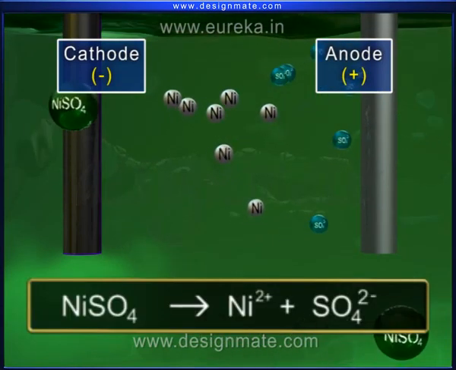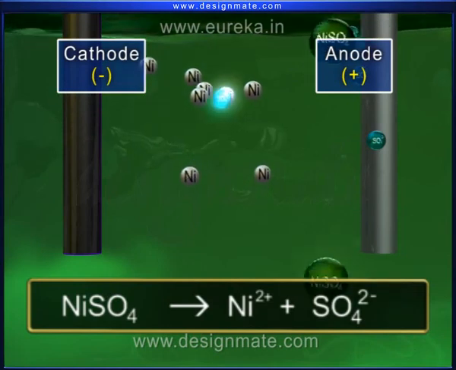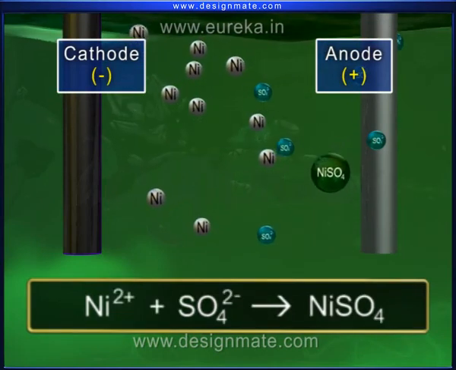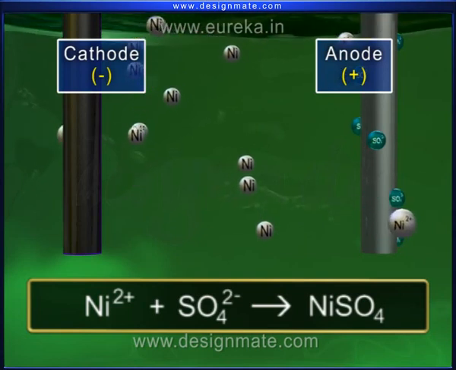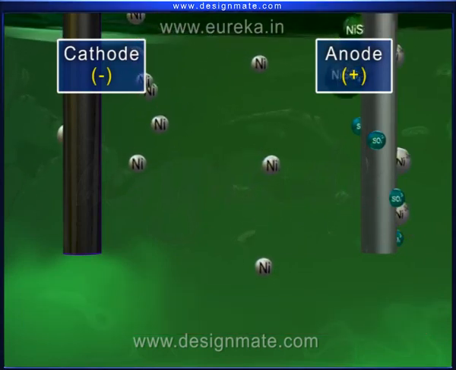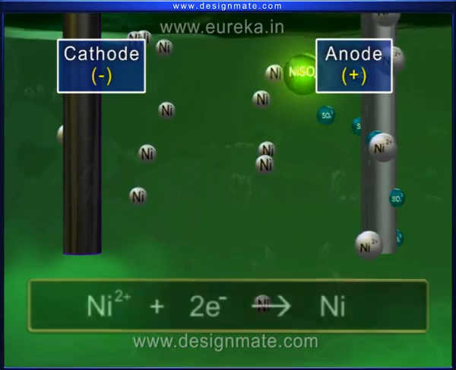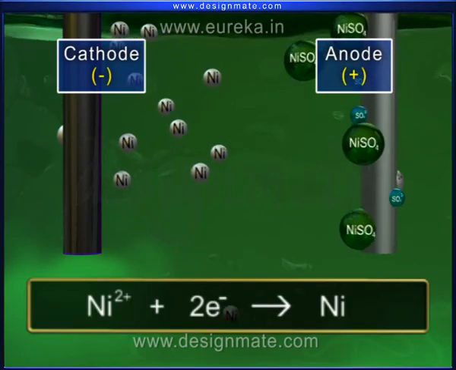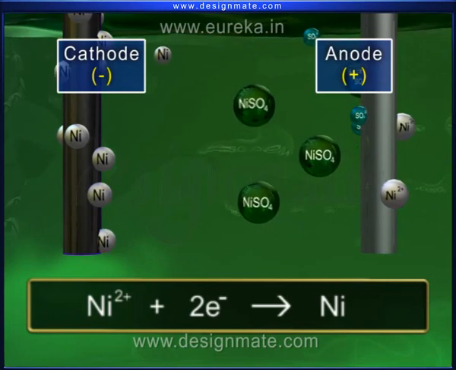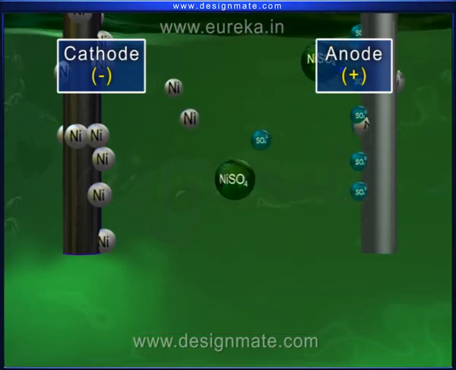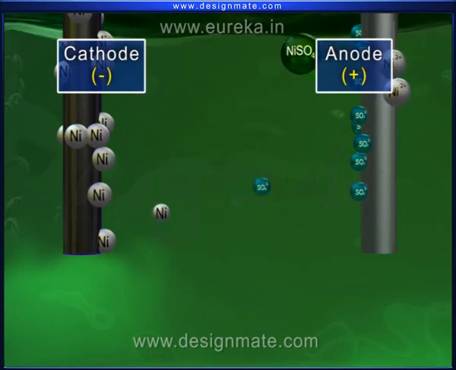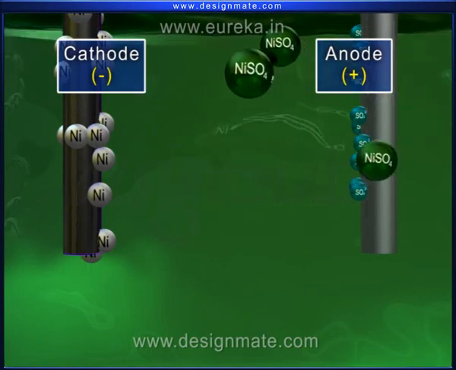Nickel sulfate splits into nickel ions and sulfate ions. Sulfate ions remove nickel from the anode to form nickel sulfate, and this goes into the solution, while nickel ions get deposited on the cathode. Newly formed nickel sulfate undergoes reionization, again forming nickel ions and sulfate ions. The cycle thus continues.